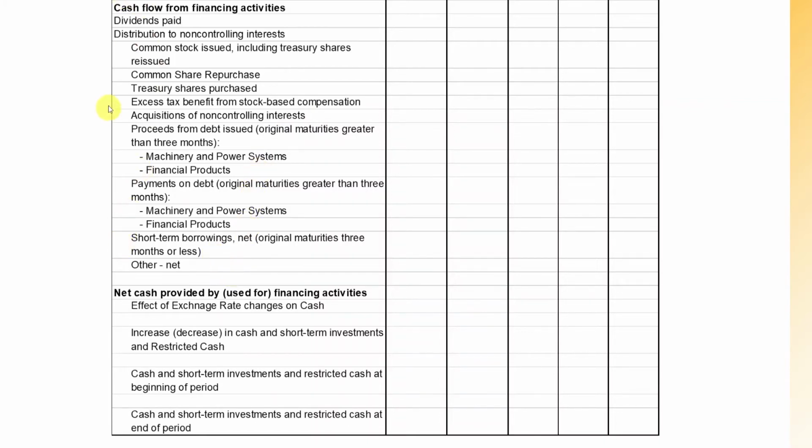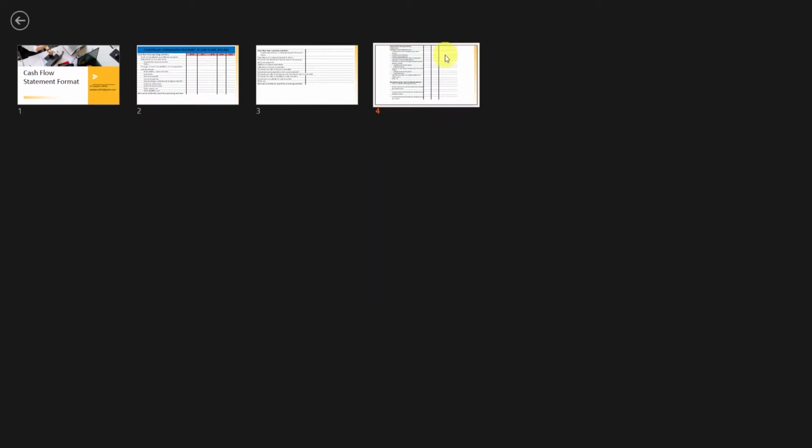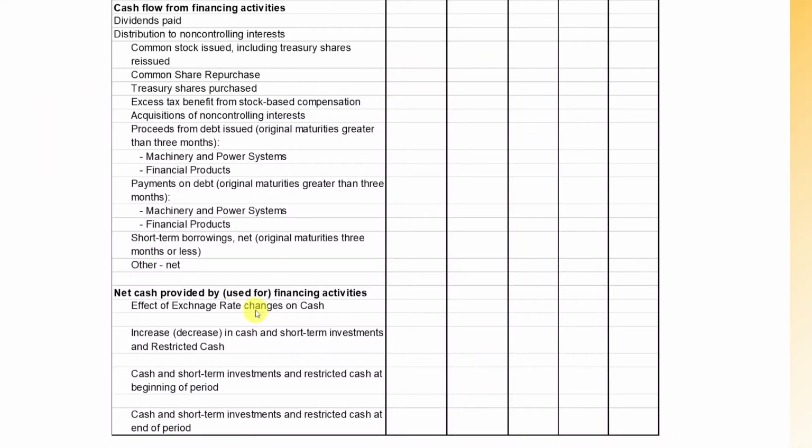So these items shall be taken in cash flow from financing activities, and again this may vary from company to company. So once we do that, we will get our net cash provided by or used for financing activities. After that, if we have some investments in foreign currency or we are going to receive some foreign currency, then the effect of those changes in foreign currency needs to be shown here. Once we show it here, we simply have our increase or decrease in cash and short-term investments. After that, we shall add our opening cash and short-term investments so that we will receive our closing cash and short-term investment balance at the end.